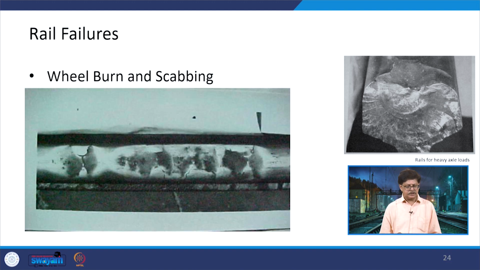So, you can see how the top surface may look in the case of a rail that has been burned. All these patches you can see are patches of the burning here, and the scabbing condition is also being defined on the other side.